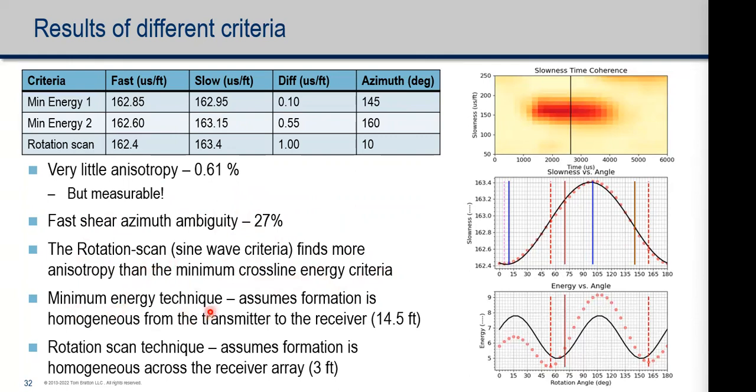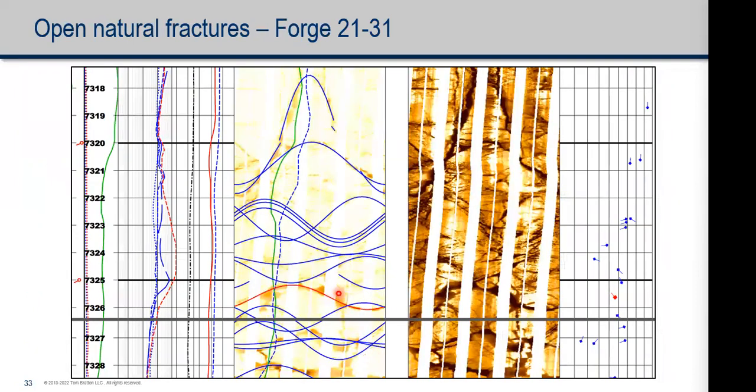So the minimum energy technique assumes the formation is homogeneous from the transmitter to the receiver, which is often more than 10 feet. Whereas this rotation scan technique assumes the formation is only homogeneous across the receiver array, which is only 3 feet. So I believe that this technique is very strong and often gives better answers than the minimum energy.